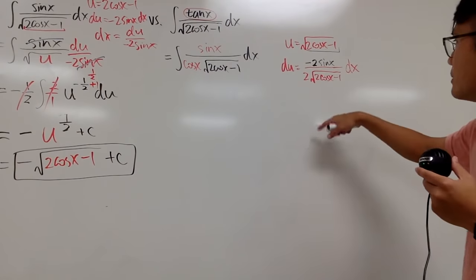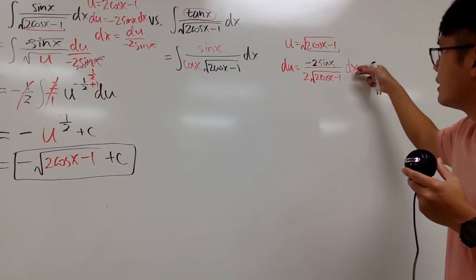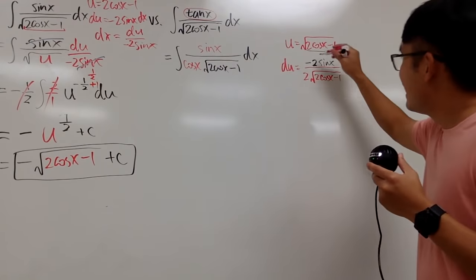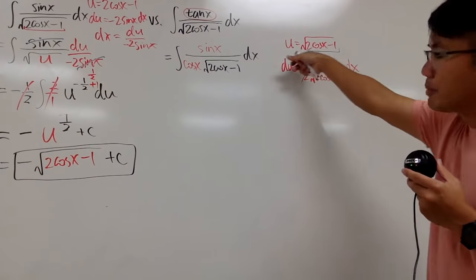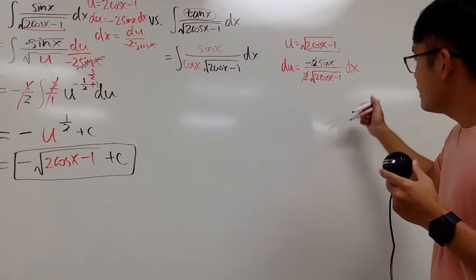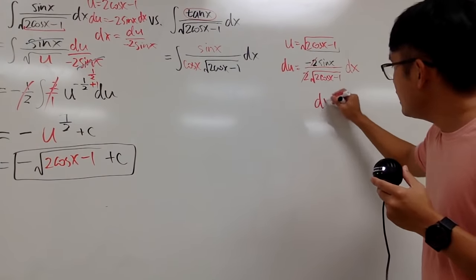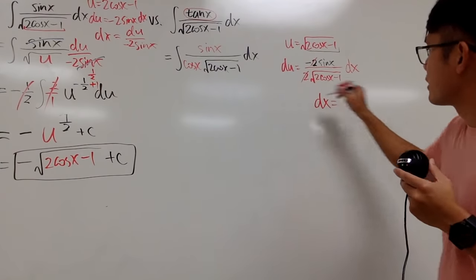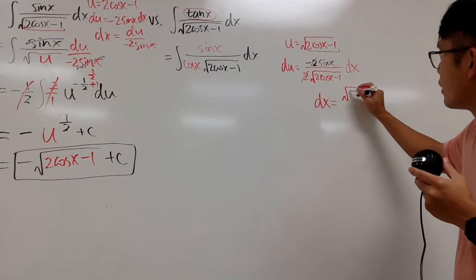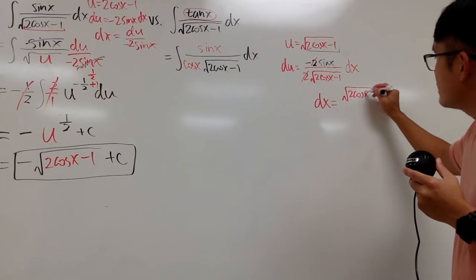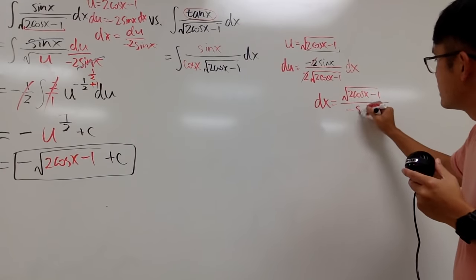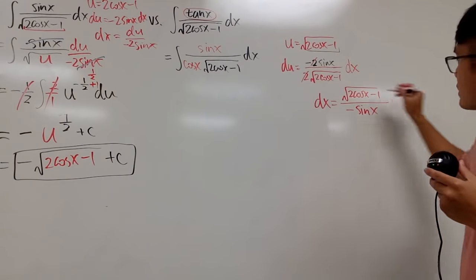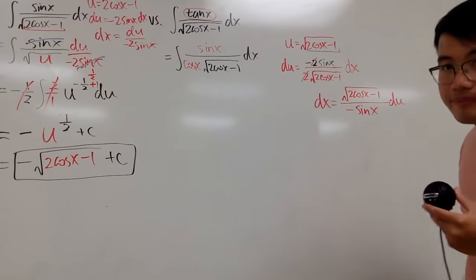And the reason I want to do that is because it's easier for me to look at this and then isolate the dx, right? And you see the 2's cancel. And to isolate the dx, I will just multiply by the reciprocal on both sides. In other words, we see that dx is equal to, this is going to be on the top now, namely square root of 2 cosine x minus 1, and then over negative sine x. And of course, that's with du.